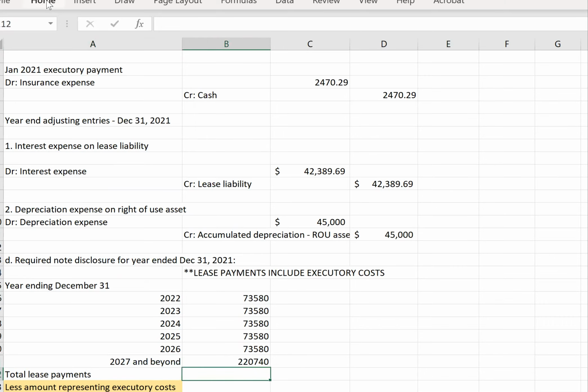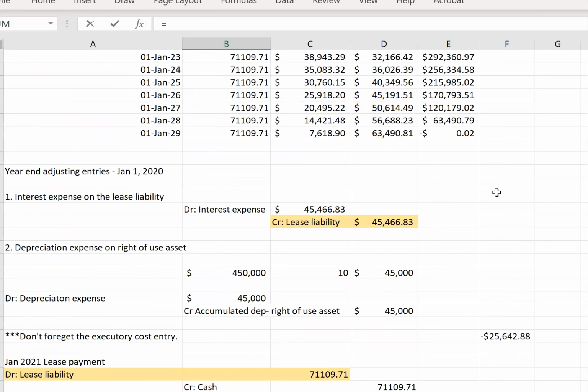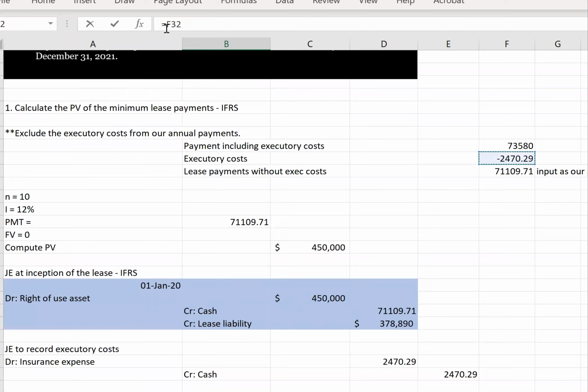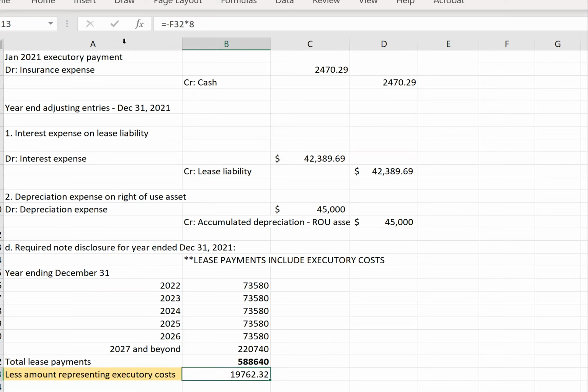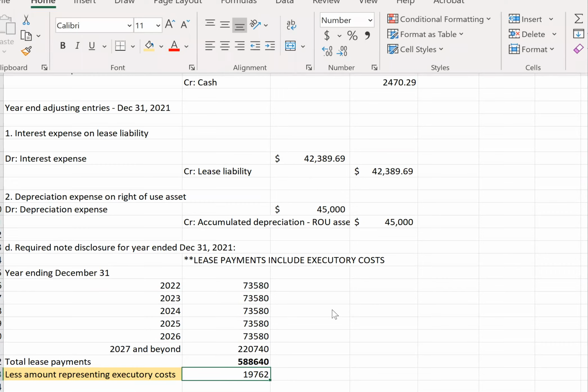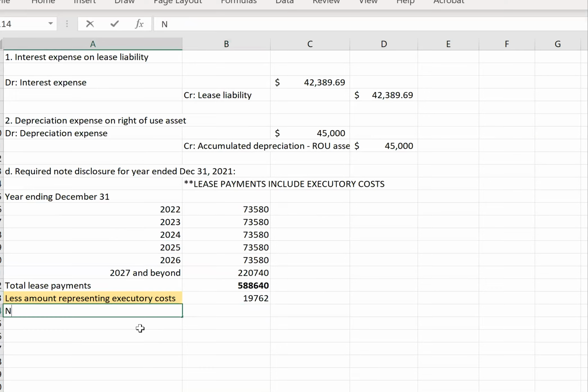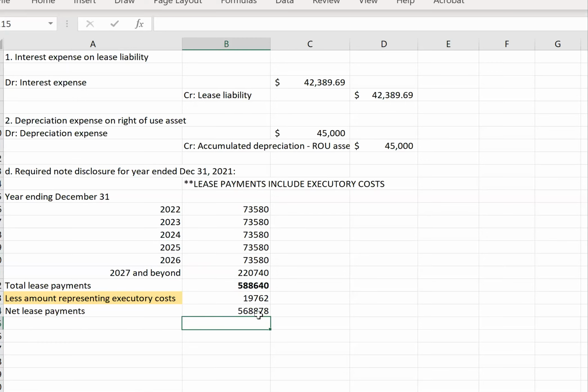So our total lease payments, which is simply going to be our sum under this agreement, is going to be 588,640. And the amount that represents executory costs, how many years do we have here? So we've got 3, 4, 5, 6, 7, 8, because 2 years have passed. So we're going to go up here and find our executory cost amount, make it positive, and then multiply it by 8. So the amount that represents executory costs is $19,762. So our net lease payments are going to be 588 minus the executory costs, 568.